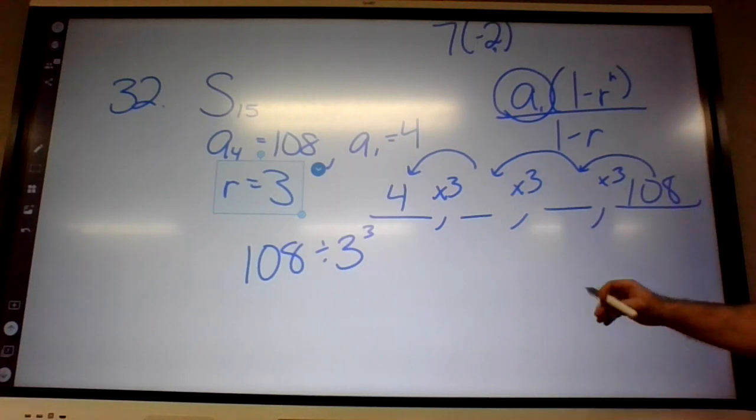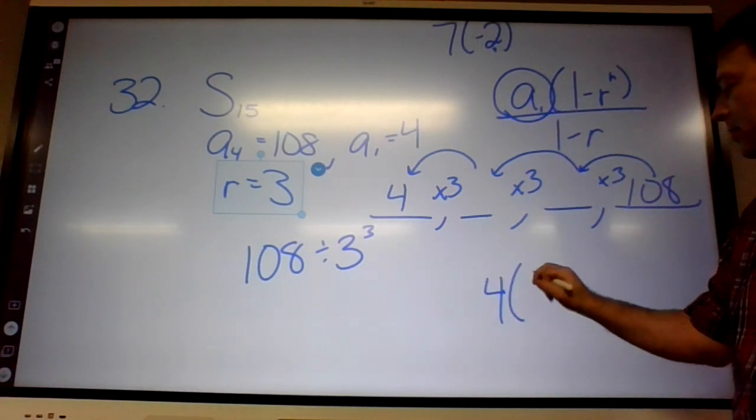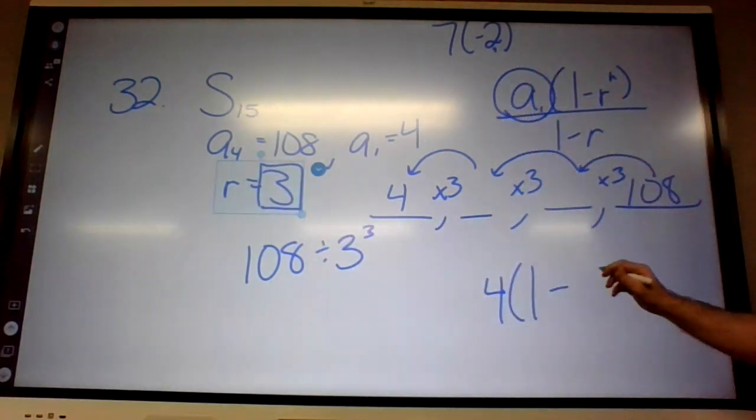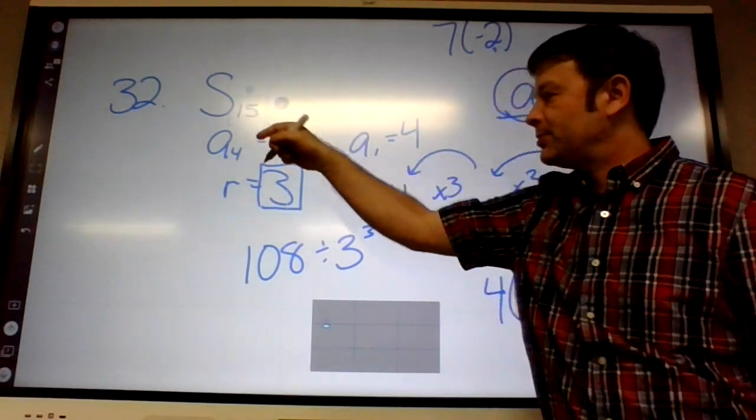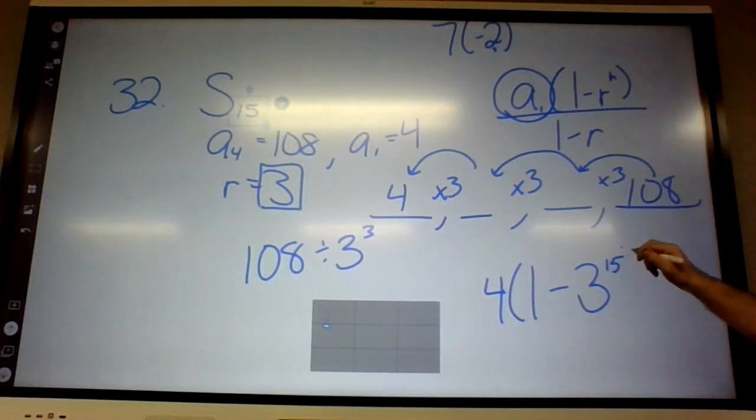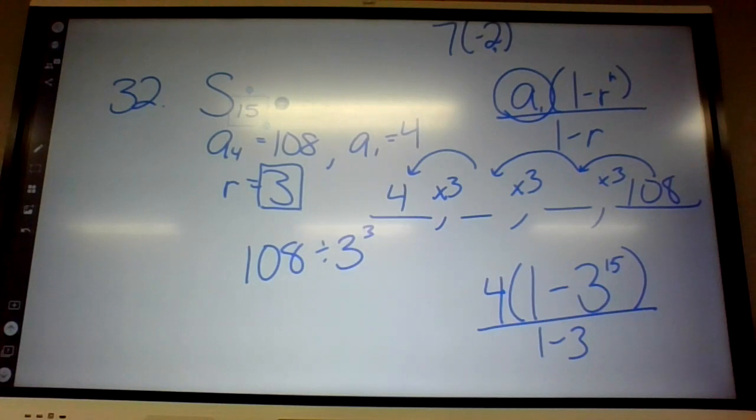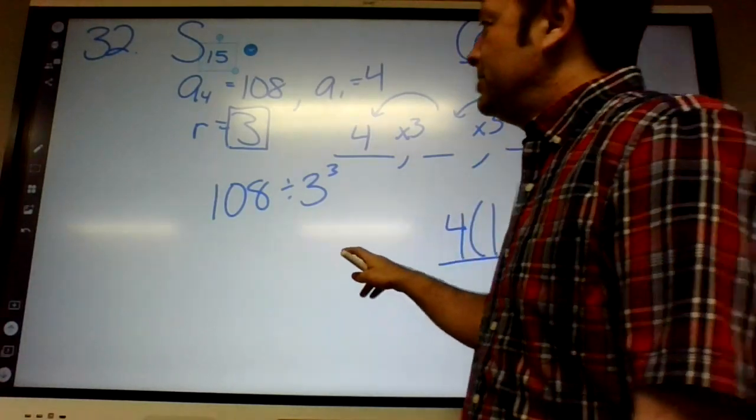All right, so that's the first term, so that'll go right there, 4. Okay, what's the common ratio? They just told us it was 3. So that goes right there. What's the number of terms that we're adding? 15. That's what they told us right there. And so that would be it. It's not too bad, right? Maybe I should have made you guys do that one. No. Okay, you can finish it off.